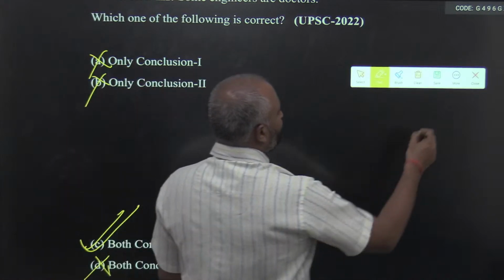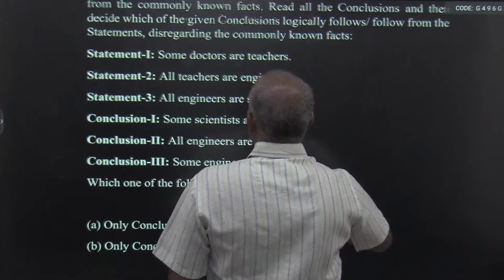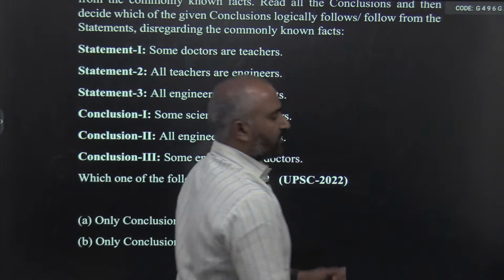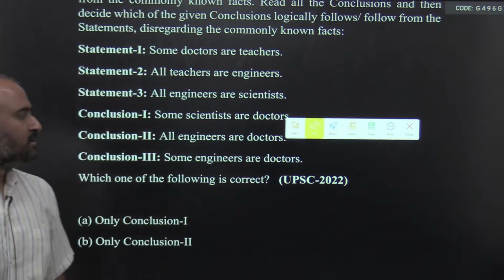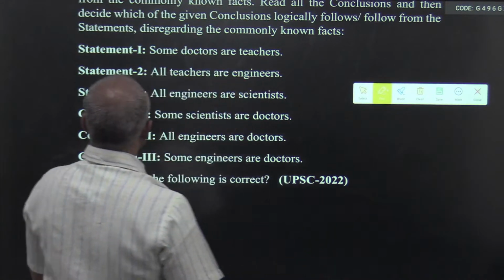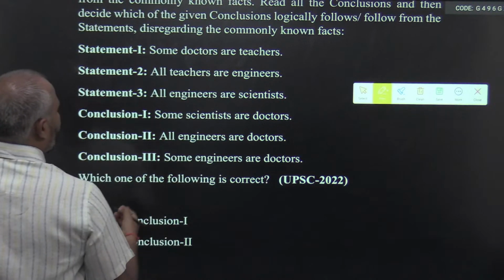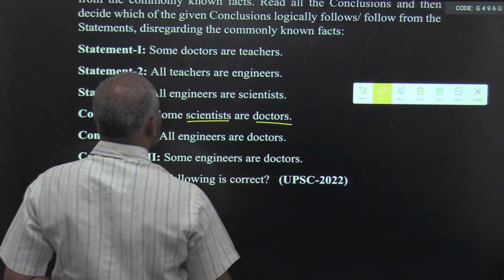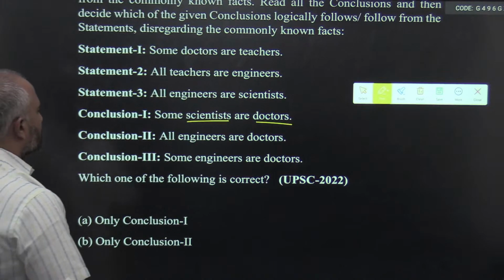Now let us see how to do it even if they give you 3 statements. We have seen a single statement. We have seen 2 statements. Now let us see 3 statements. Same value, same modus operandi. So conclusion 1 is between scientists and doctors.